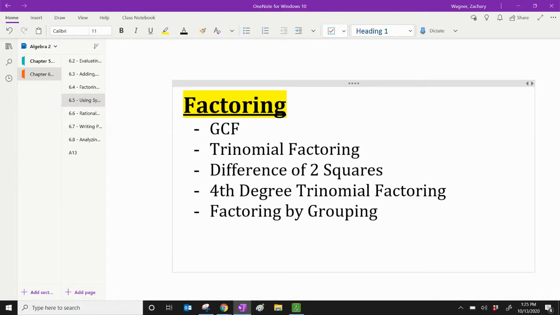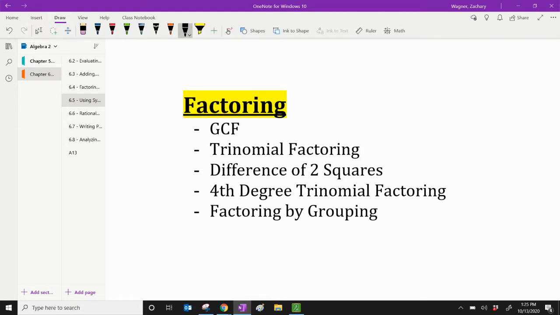Because once we factor it, it's very easy to find the zeros, right? You use your zero product in order to solve it. Factoring is very important because finding zeros is very important. You're breaking down a polynomial. And these are the main ways we know so far and how to factor.